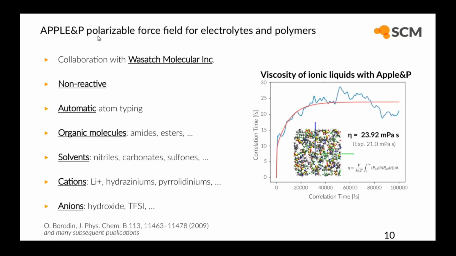Moving on, we have the AMP polarizable force field. This force field was technically part of AMS 2022, but we have now improved it a lot, both in terms of usability and also in terms of the atom typing, so it's now usable for more molecules. This AMP force field is a collaboration with Wasatch Molecular in the US. It's a non-reactive force field, but it has automatic atom typing. So if you put in your molecules, it will figure out what the correct atom types are automatically. And so it works for many different types of molecules.